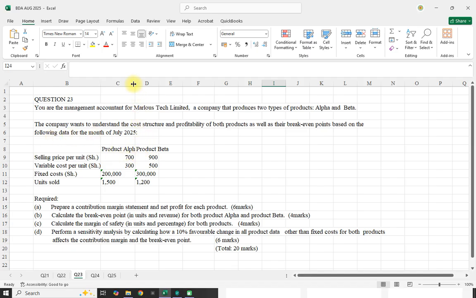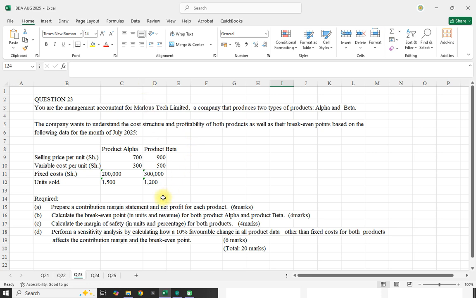So I've been given product alpha and product beta, the selling price, the variable cost, fixed cost, and the units sold. You are required to prepare a contribution margin statement and net profit for each product. Calculate the break-even point in units and revenue for both products alpha and beta. Calculate the margin of safety, in units and percentage, for both products.